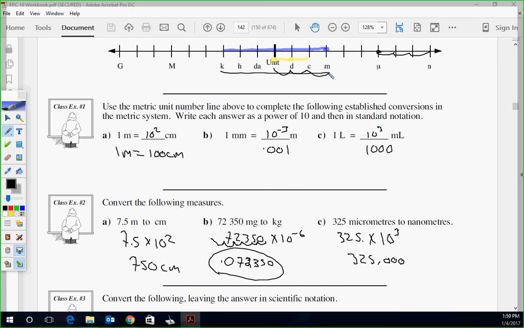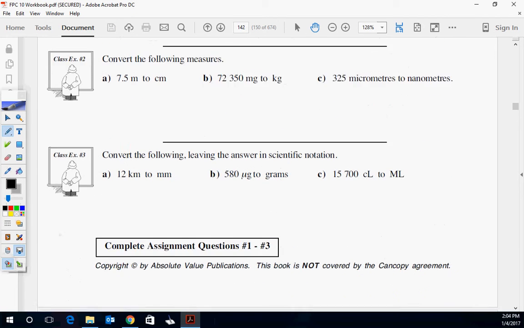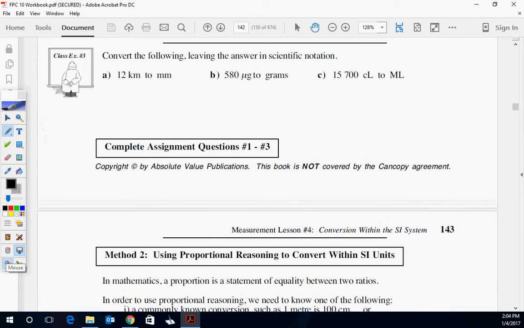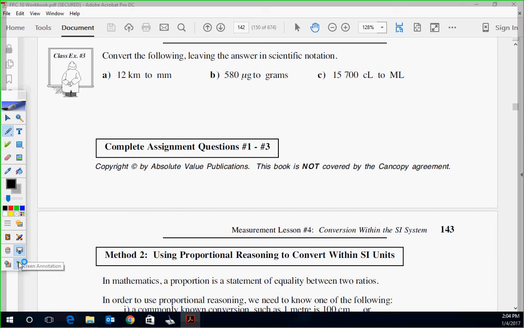Okay, so let's do this last example for this piece. Convert the following, leave the answer in scientific notation. Remember, the biggest thing in scientific notation is that the numbers are between what? I talked about this yesterday. 1 and 10, right? This is a 12, so we're going to have to change a little bit. Let's just do the basic first. Let's just write 12 times kilometers to millimeters. What is that going to be? Kilometers to millimeters, how far? 6. Good. So times 10 to the 6th.